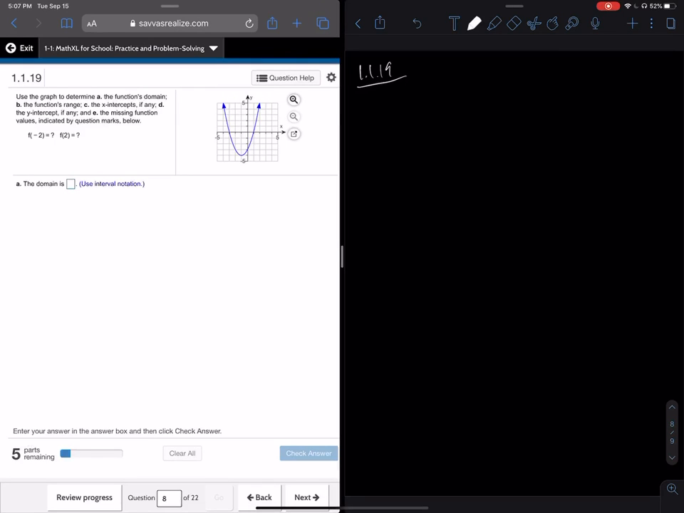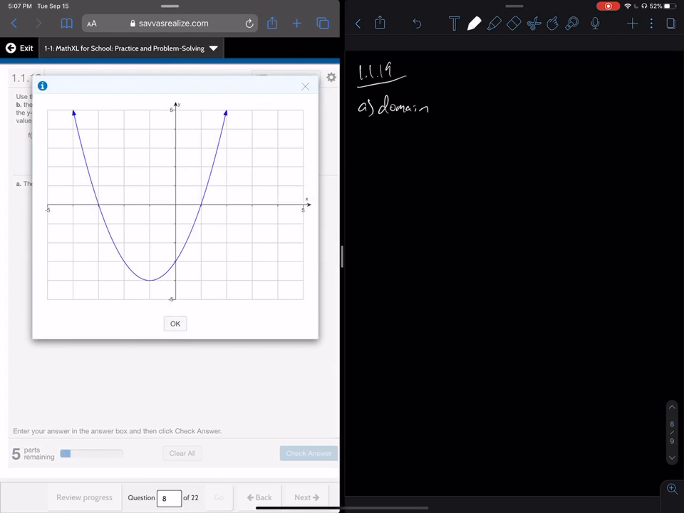Here we're looking at problem 1.1.19, and we're told to use the graph to determine A, the function's domain, B, the function's range, C, the x-intercepts, if any, D, the y-intercepts, and E, the missing function values indicated by the question marks below. So I'm going to work through each one of these. I'm not going to type the answers in, but I will work through each part to show you how they would be done.